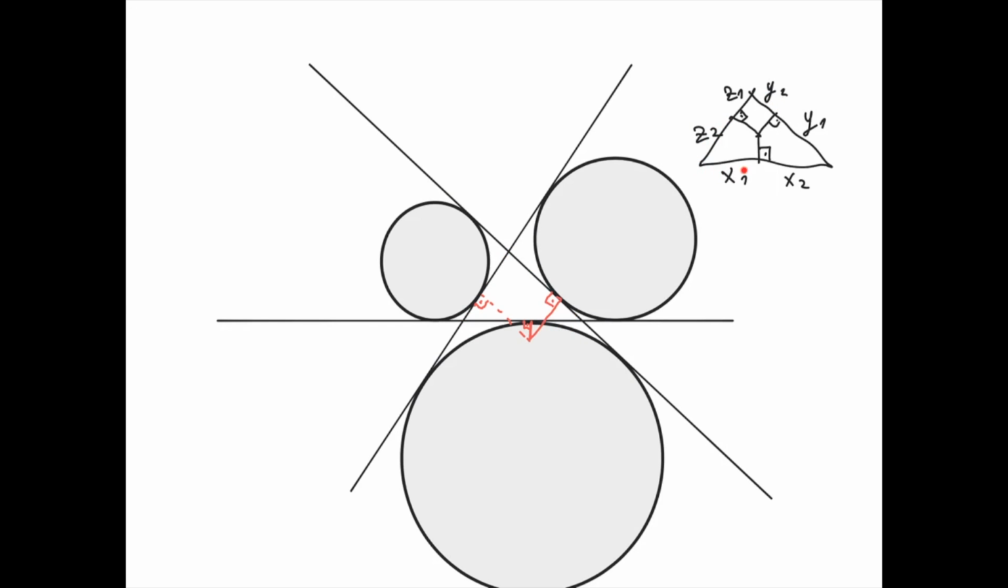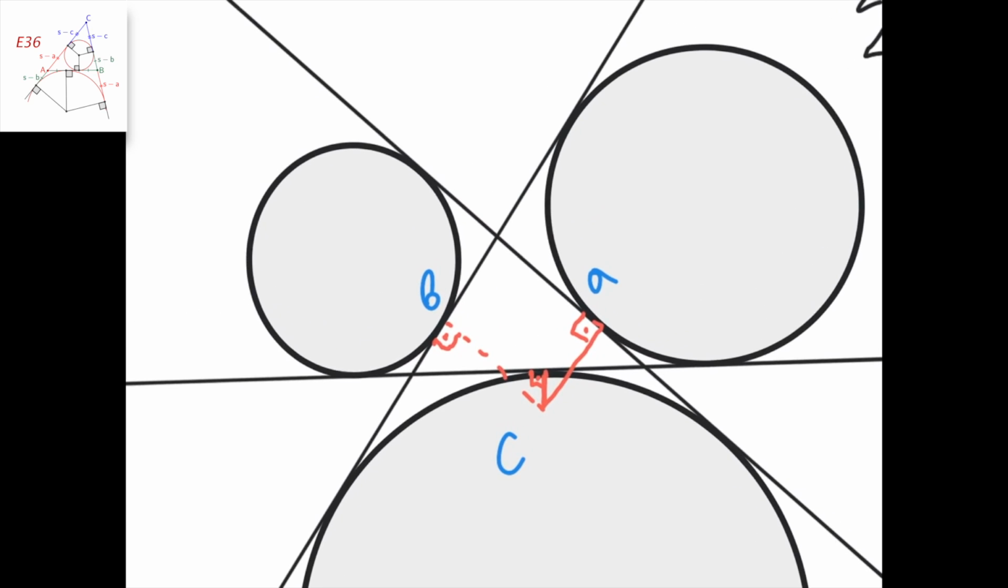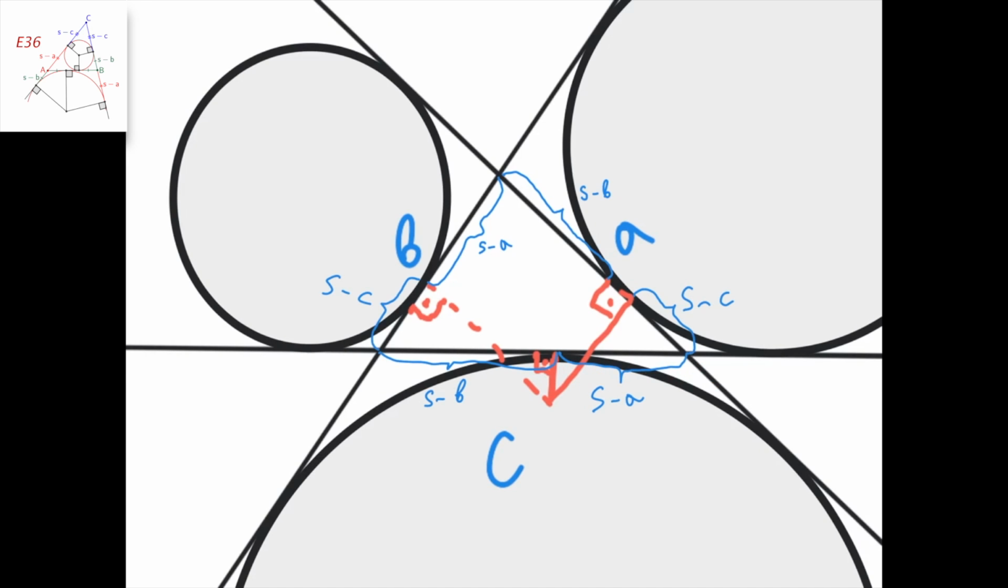In this case, x1, so this distance, would be this distance from this point to this point. But we know that it's the semiperimeter minus this side. Similarly, this segment is the semiperimeter of this triangle minus this side. This segment is the semiperimeter minus this side. This segment is the semiperimeter minus this side. This segment is the semiperimeter minus this side. And this segment is the semiperimeter minus this side. So if we call the sides of the triangle A, B, and C, then this is S minus A, S minus C, S minus B, S minus A, S minus C, and S minus B.